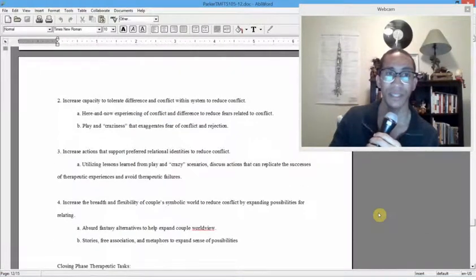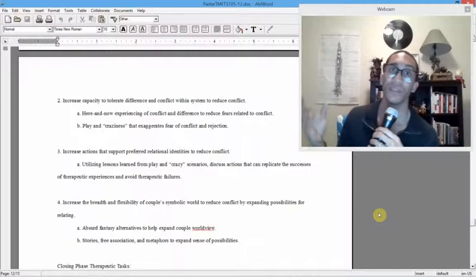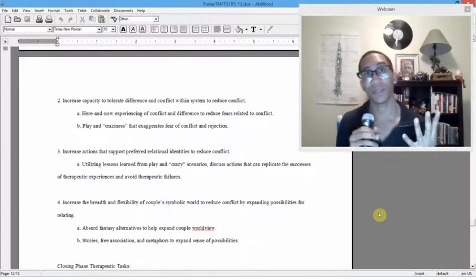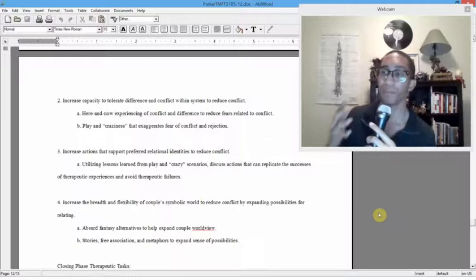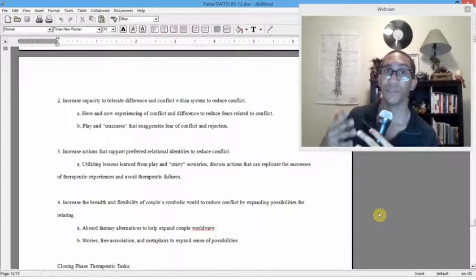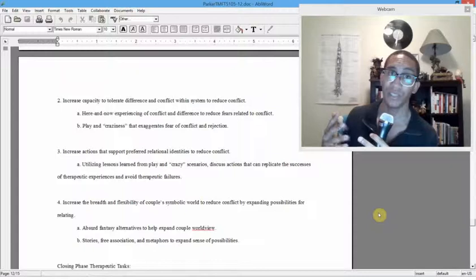Increase capacity to tolerate difference and conflict within the system to reduce conflict. So conflicts are going to happen. Jennifer's going to want one thing, Nathaniel's going to want something else, but you have to work with the family to see that conflict is going to happen, but let's just reduce the emotional firestorm. It doesn't need to be like that. You guys are going to have conflict, but you need to just chill out.